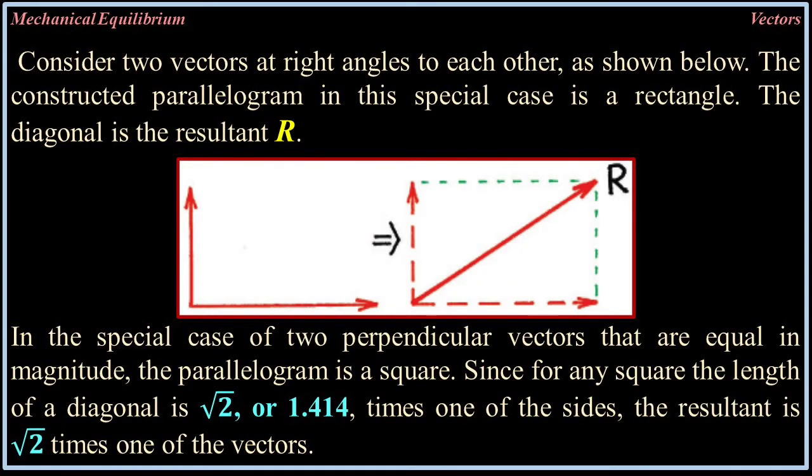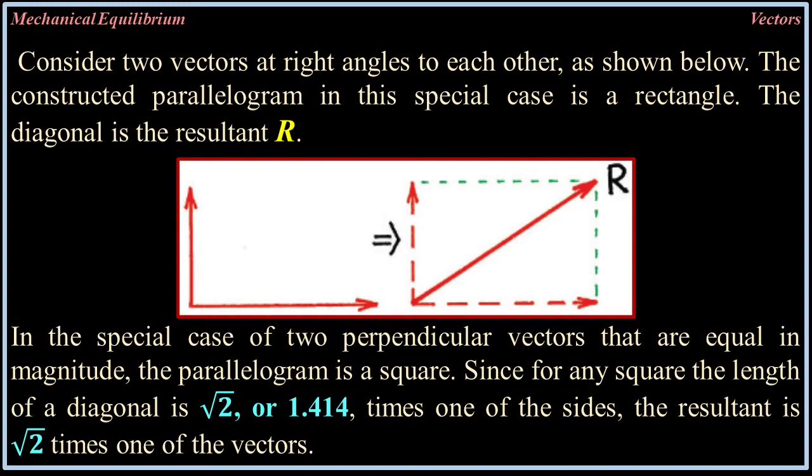Look at the parallelogram. Consider two vectors at right angles to each other as shown below. The constructed parallelogram in this special case is a rectangle. The diagonal is the resultant R. In the special case of two perpendicular vectors that are equal in magnitude, the parallelogram is a square.